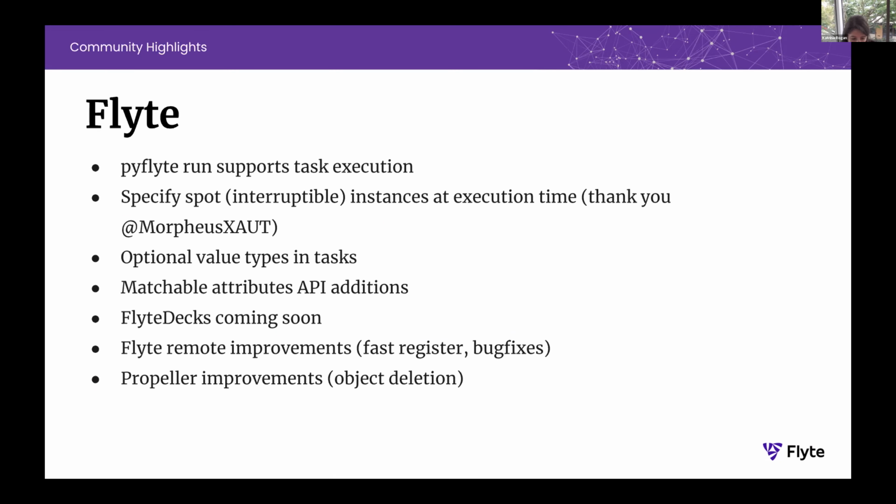We will be working on adding optional value types in tasks, not just workflows. We're also updating some of the APIs for fetching matchable attributes at the project level and the launch plan domain. Flyte tags, we've been talking about this for a little bit. That should be coming soon as well, which is a way for you to embed custom visualizations and summaries as part of your task outputs. Also working on improving the Flyte remote experience, which includes things like fast register and of course bug fixes as issues crop up. And also working on some propeller improvements as well, which includes things like better object deletion.